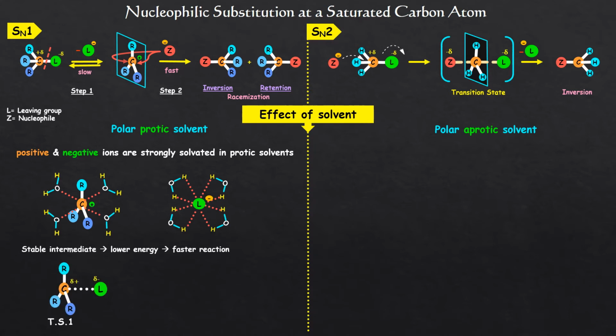So in step 1, this would be the first transition state that induces the formation of ions. Here, carbon acquires delta positive charge and the electronegative leaving group acquires delta negative charge. So here again, the oxygen will stabilize the delta positive carbon and the delta negative leaving group will be stabilized by hydrogen bonding. As the transition state is stabilized, the activation energy will decrease and the rate of the reaction will increase.